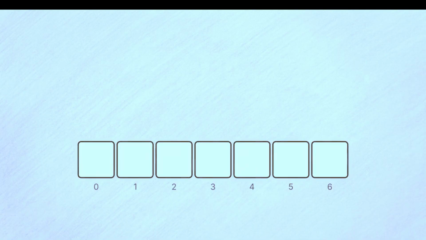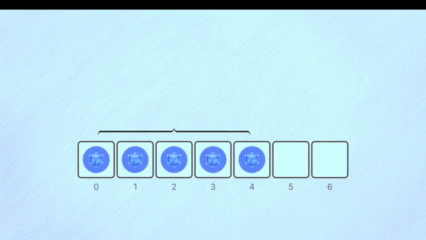Imagine booking seats at a movie theater. You need 5 seats together for your group. That is exactly how an array works in a computer's memory. It finds a contiguous block of empty space, claims it, and locks it down.